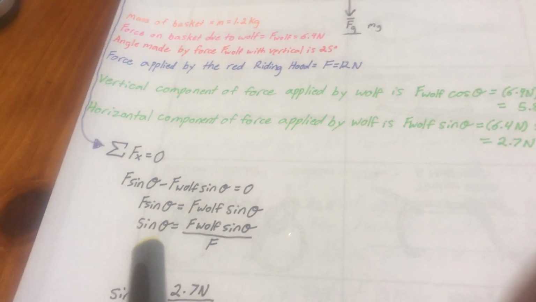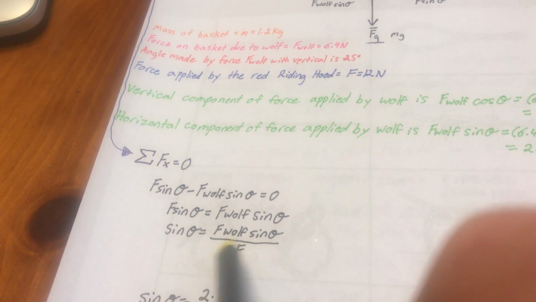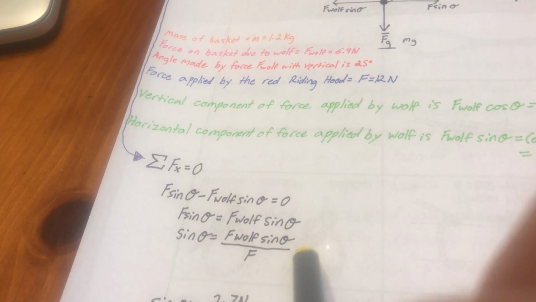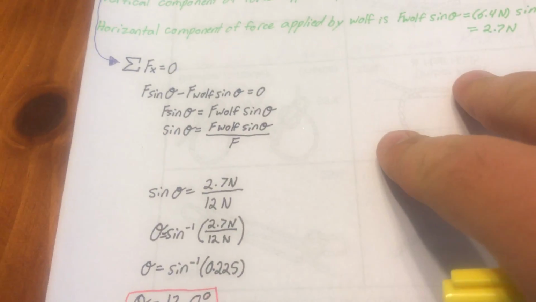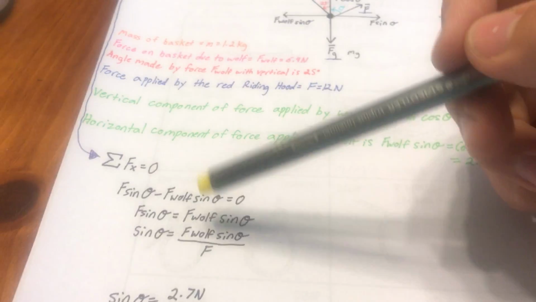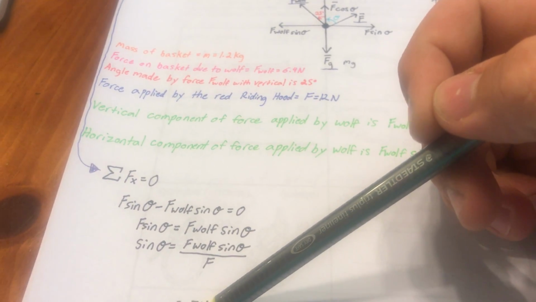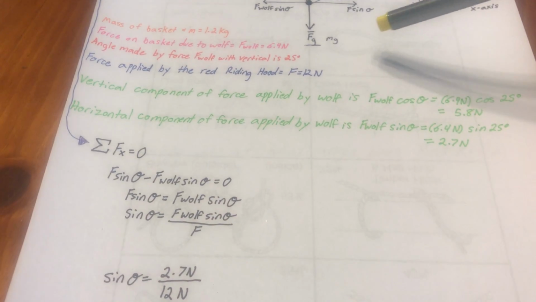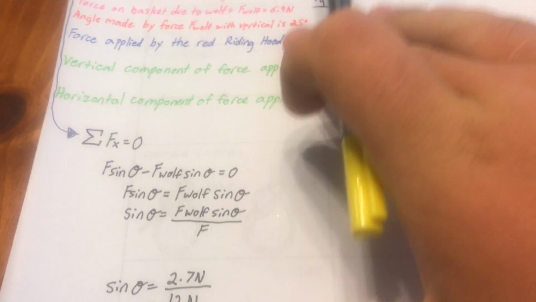sine theta, what did I do? Oh, divided by her force. So that left me with sine theta equals the force of the wolf sine theta divided by her force. So then I plugged in what I knew, and I know that she pulled 12 newtons. The wolf pulled 2.7 newtons in the horizontal component.